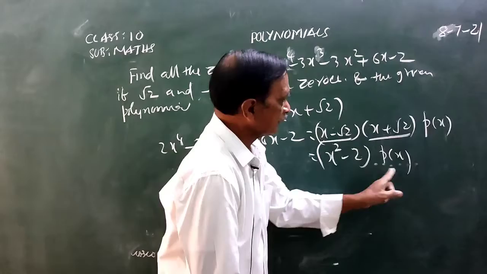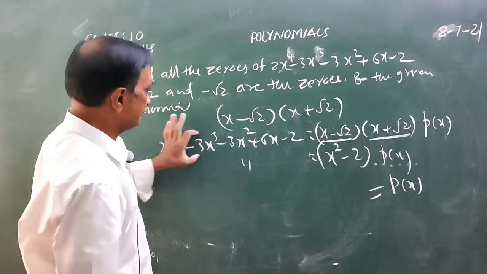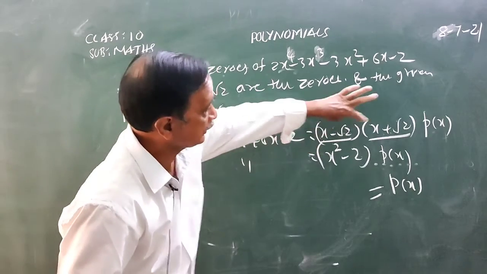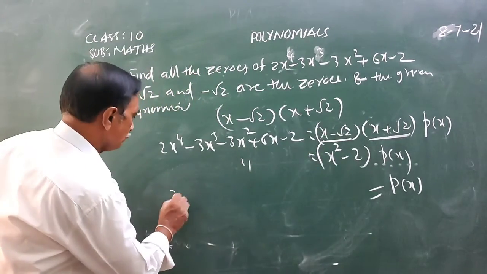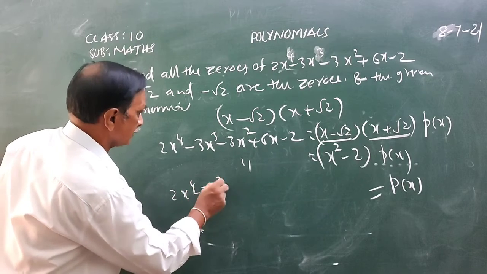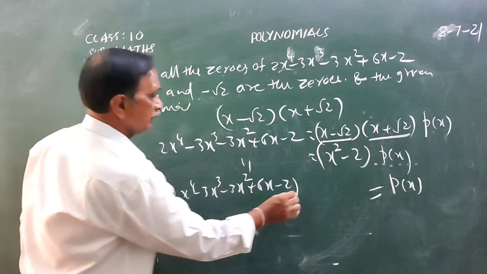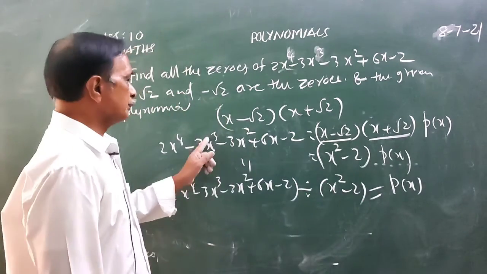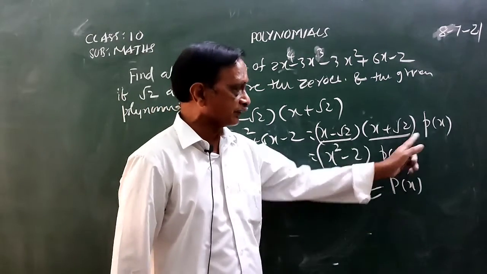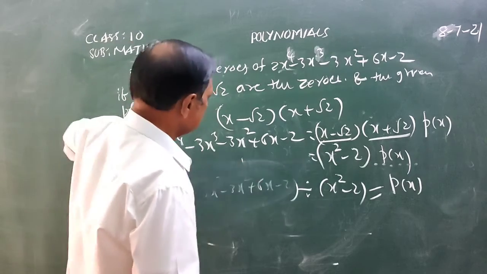So to get the other factor p of x, what should be done? You have to divide this given polynomial by the product of these two. What is the product of those two? X square minus 2. So 2x power 4 minus 3x cube minus 3x square plus 6x minus 2 divided by x square minus 2. So divide this polynomial by x square minus 2 to get p of x. That is the other factor. See, dividing.